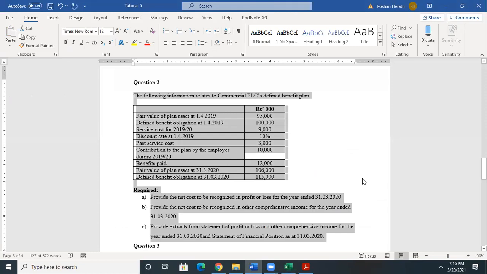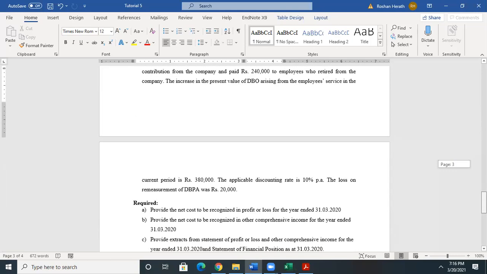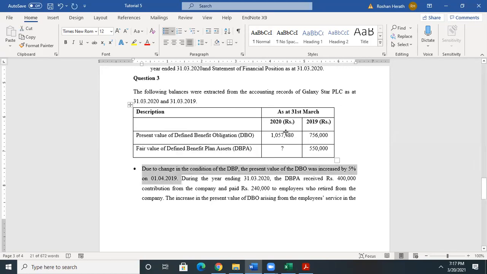If I take the next question, it is something similar to this. In fact, this is the question that was tested in the last exam paper. The present value of the defined benefit obligation is given at the beginning and end of the period, and you have to find the fair value. Due to the changes in the condition, the present value of the defined benefit obligation was increased by 5%, so that is a past service cost. During the year ended 31st March 2020, the defined benefit plan asset received a 400,000 contribution. It's a contribution to the plan asset. And 240,000 was paid to employees who retired. So that is the amount you have paid.